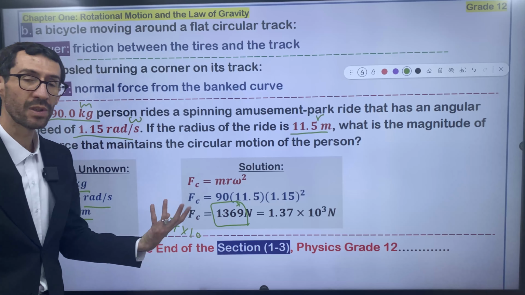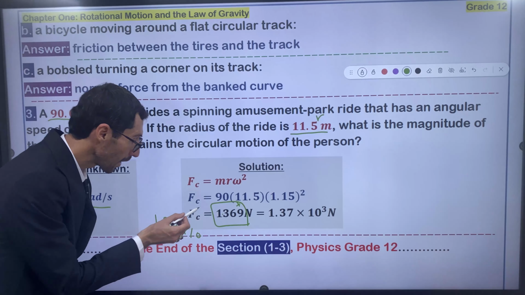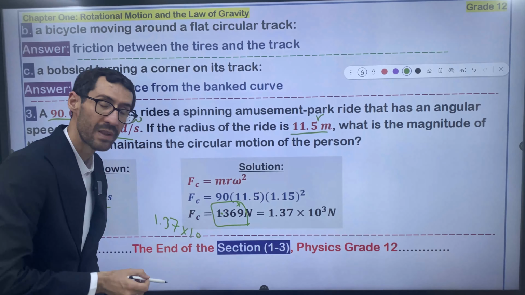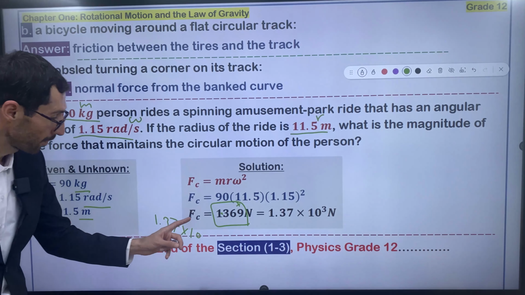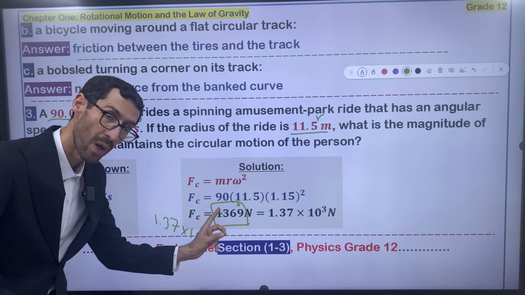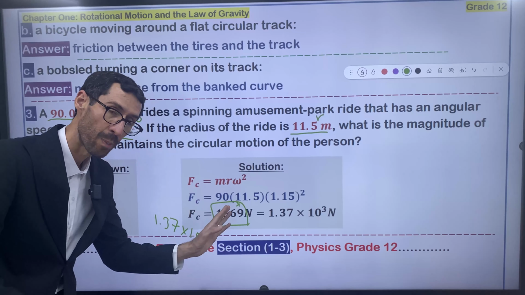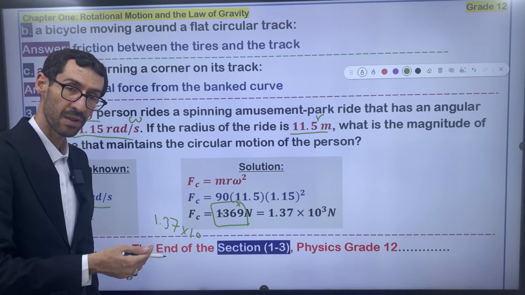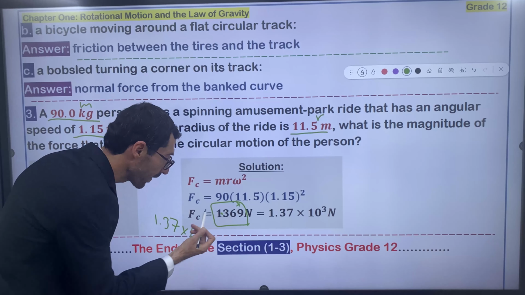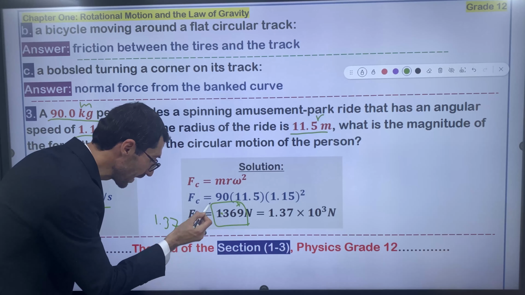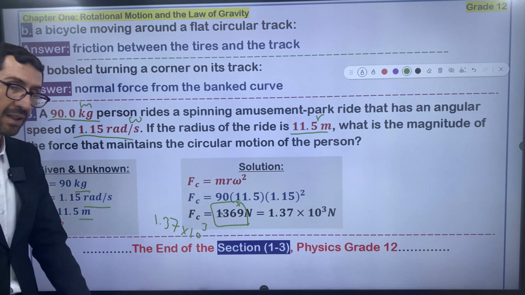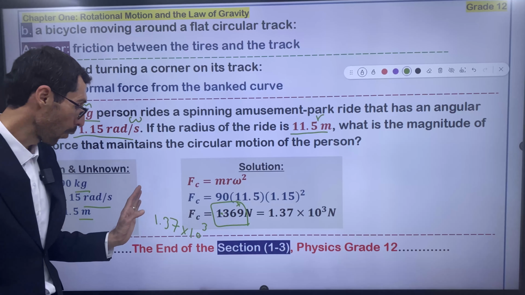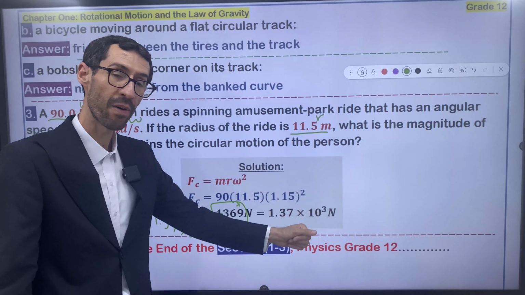Teacher, how do you determine the power? Where did you put the decimal point? Here, right? Between 1 and 3. So after the decimal point, count the numbers. How many numbers are there after the decimal point? 1, 2, 3. So this 3 becomes the exponent of the scientific notation, and the answer will be 1.37 times 10 to the power 3 Newton.